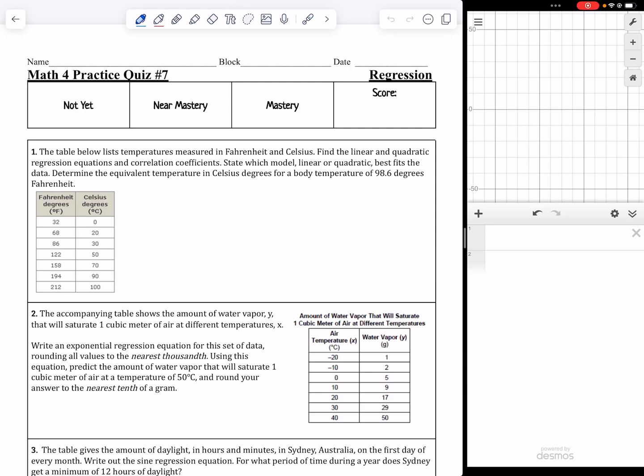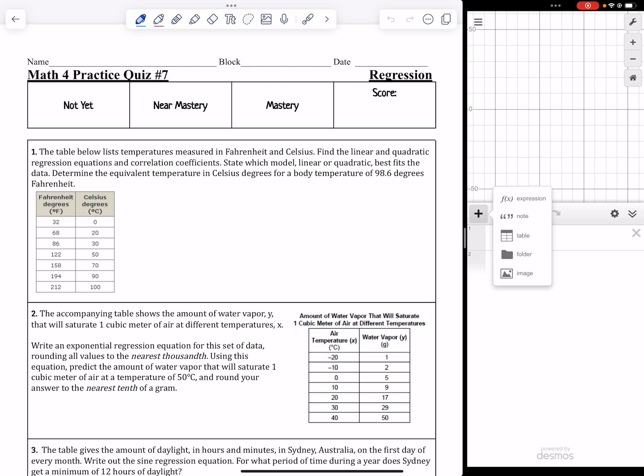In this video, we're going to take a look at practice quiz number 7 on regression. Number 1 says the table below lists temperatures measured in Fahrenheit and Celsius. Find the linear and quadratic regression equations and correlation coefficients. State which model, linear or quadratic, best fits the data. Determine the equivalent temperature in Celsius degrees for a body temperature of 98.6 degrees Fahrenheit.